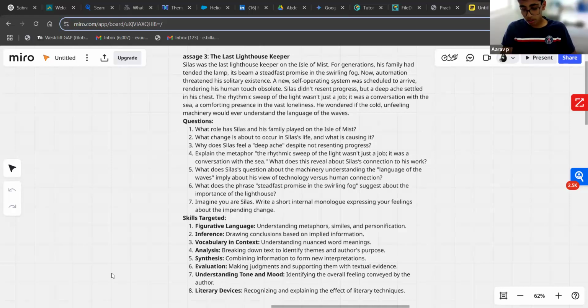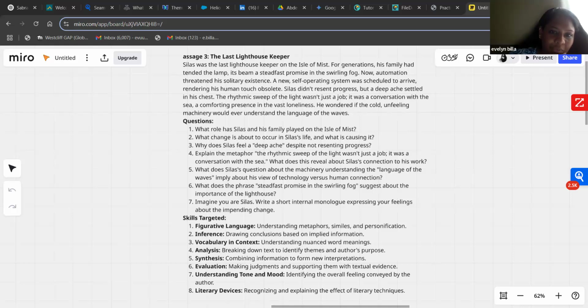Silas and his family have served as lighthouse keepers for generations. They tend the lamps, providing a constant light for sailors. Okay, good. Question number 2.